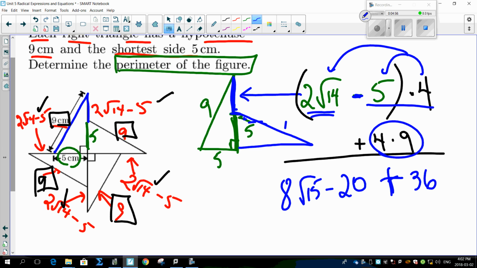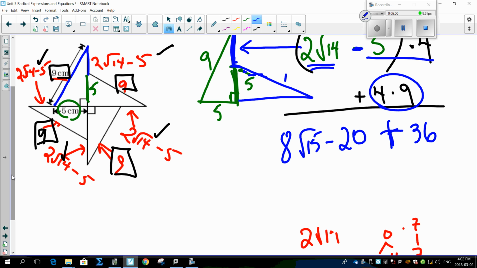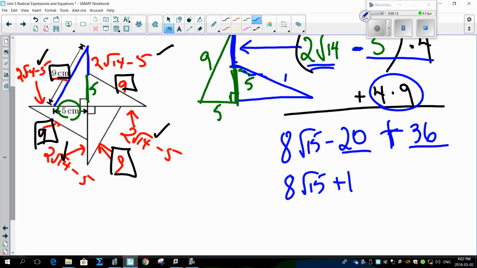That's not so bad. This ain't such a bad question after all. Combine like terms. I got 8 root 14, minus 20 and plus 36 works out to be positive 16. And of course, this is in centimeters, so your answer is in centimeters.